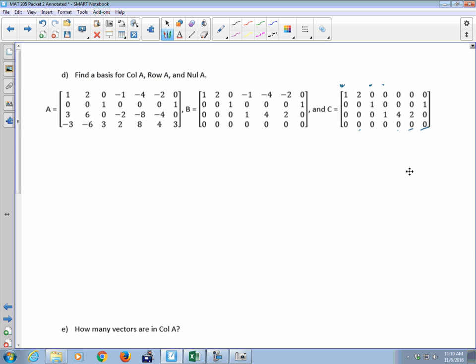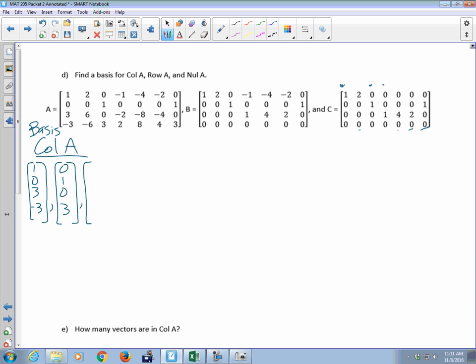All right, so column space. So a basis for the column space is just the pivot columns from the original matrix A. So you go to the RREF form and you identify the pivot columns as 1, 3, and 4. So you go take 1, 3, and 4 from A. So 1, 0, 3, negative 3. 0, 1, 0, 3. And negative 1, 0, negative 2, 2. All right, so that's my basis for col A.